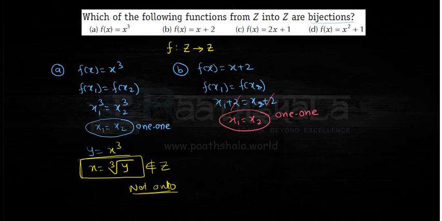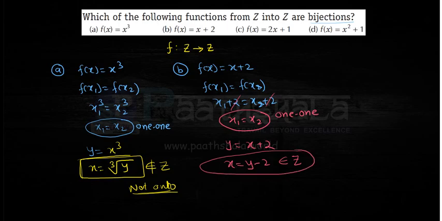For onto we need to consider y equals f(x). We will get y equals x plus 2, and we need to find the inverse of the function, that is convert y to x, that is x equals y minus 2. So we can see x belongs to Z. We can take any value of y from Z, and we will get x as a Z only. So this is onto. These x and y are defined for all Z. So hence it is an onto function.